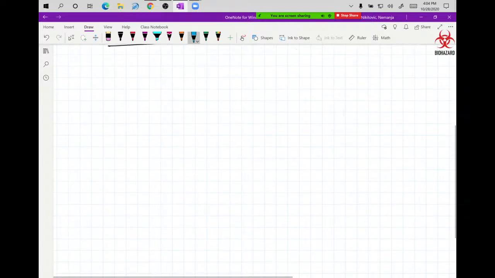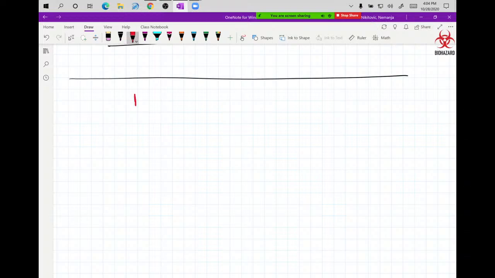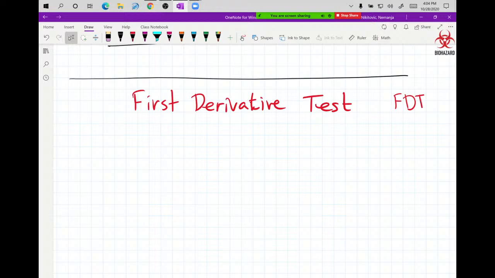So let's start. First derivative test. F D T, because it's too long to write it. And the first derivative test will give us the regions of increase and decrease.